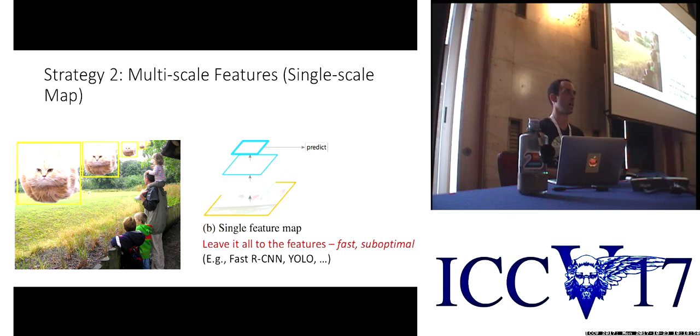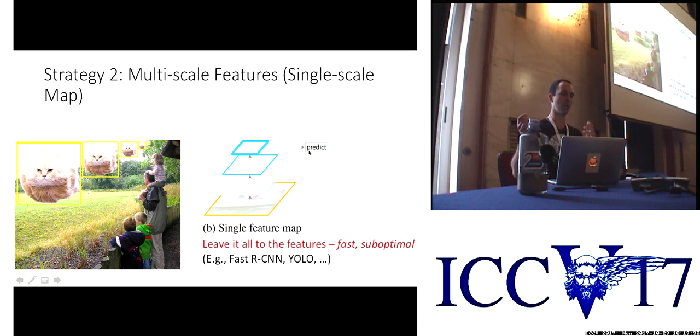Now, the second strategy is to push all of the work into the features themselves and just say that we're not going to worry about having an explicit representation of scale in the system. It's just going to get stuck into the features somehow. And this is what a lot of more recent object detection approaches have done. In this figure, you should interpret it as this image going into a neural network, which is downsampling the image a few times while it's processing it. And then it has some final single-scale feature map representation here, which is then the basis of all the predictions.